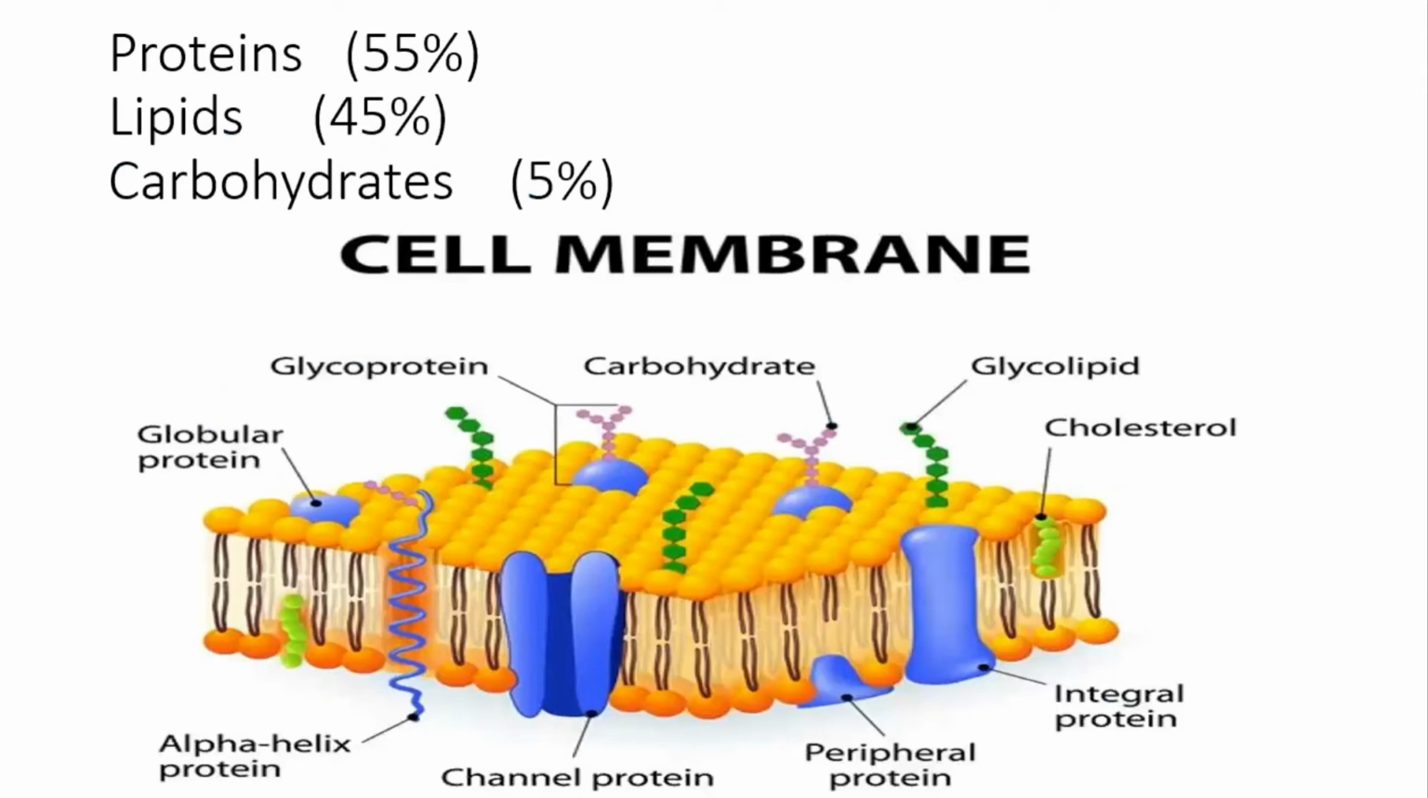The cell membrane is made up of three main products: proteins, lipids, and carbohydrates. Around 55% of the cell membrane is made up of proteins, around 45% is made up of lipids, and 5% is made up of carbohydrates. So the major components located in the cell membrane are the proteins, the lipids, and then carbohydrates.